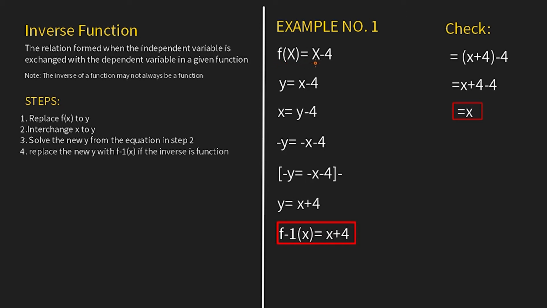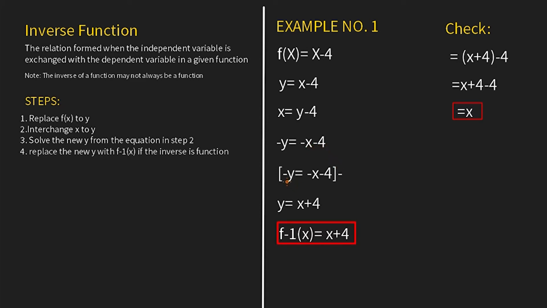f of x is equal to x minus 4. Now our first step is to replace f of x with y. So y is equal to x minus 4. Second, interchange x and y. So x is equal to y minus 4. Third, solve the new y from the equation in step 2. So what we'll do is transpose y and x. So we'll have negative y is equal to negative x minus 4.